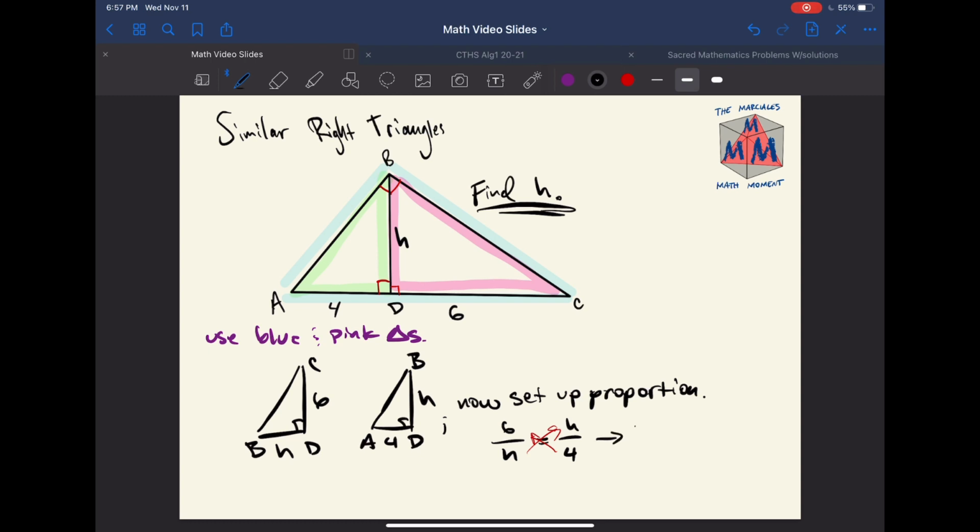So I cross multiply, gives me 24 equals H squared. That's a messed up 2, sorry about that. Take the square root of both sides to solve for H. And I get H equals the square root of 24, which is 2 times the square root of 6. Final answer. Simplify those radicals, people.